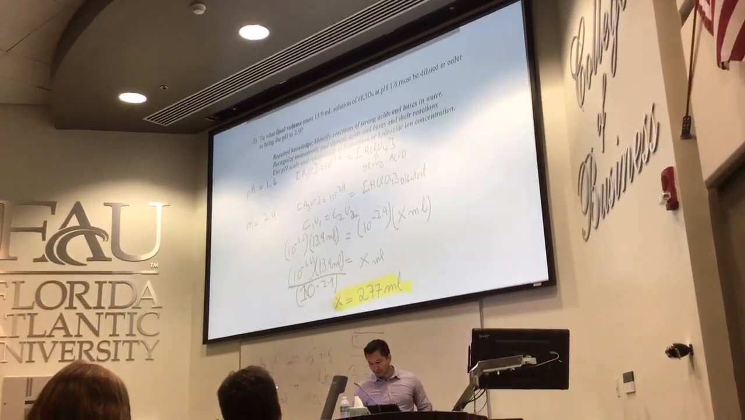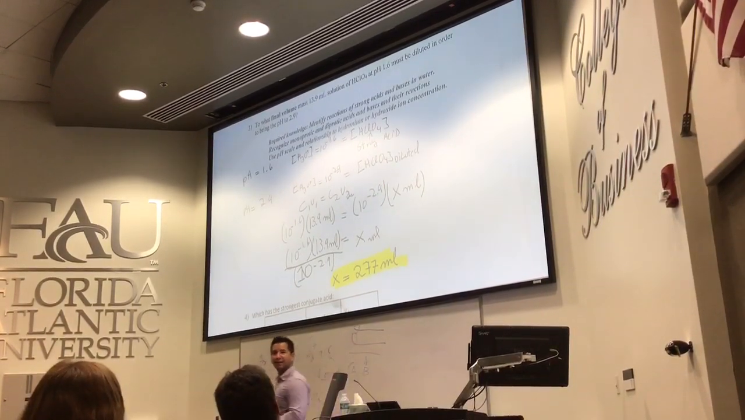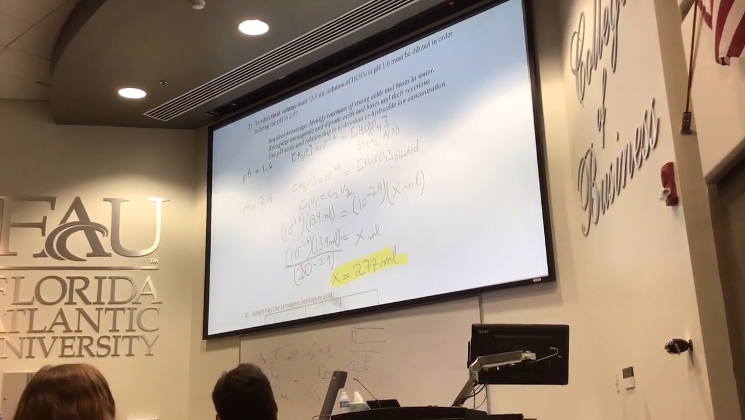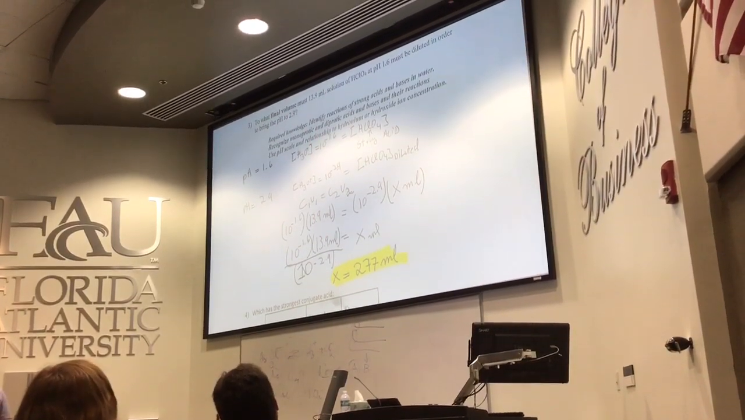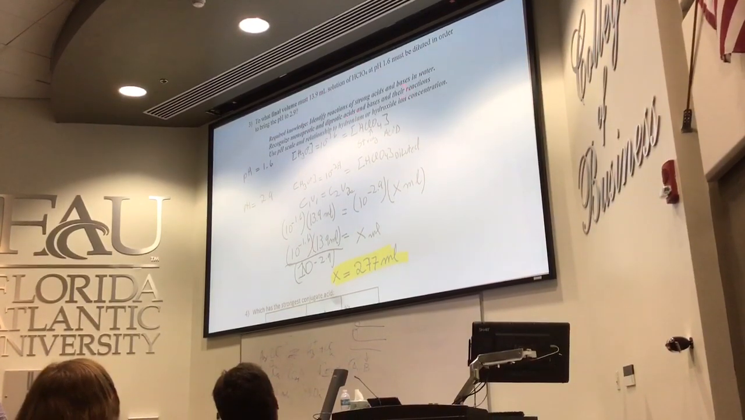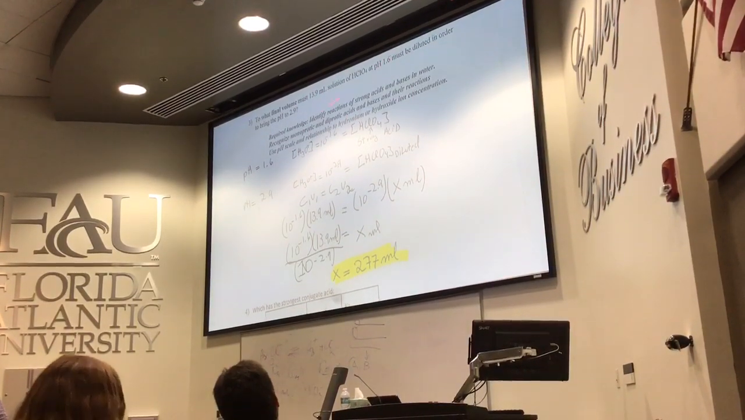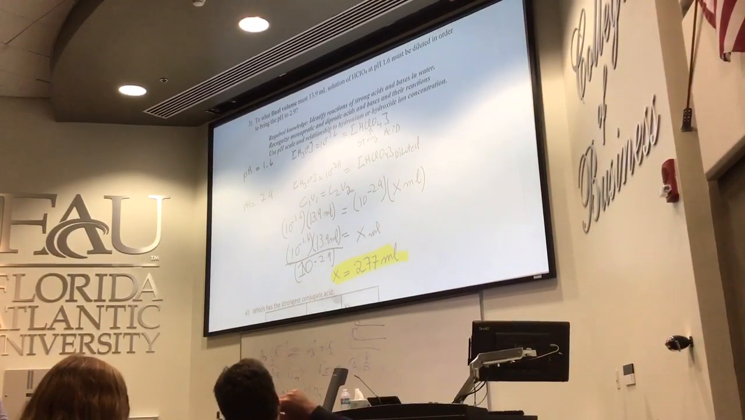Question: how come you can't just look at it and say, okay, I'm going to almost double my pH, therefore I'm almost going to double the milliliters? You cannot do that. If you double the pH, that is almost 10 times bigger. Remember, every change of one in pH is a 10 times larger change.